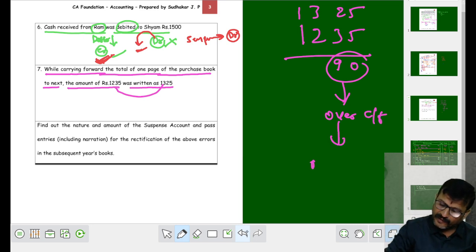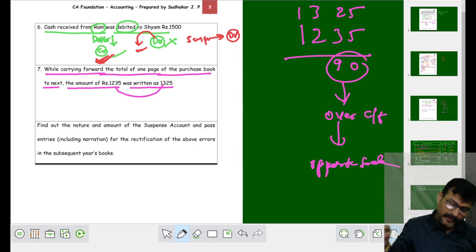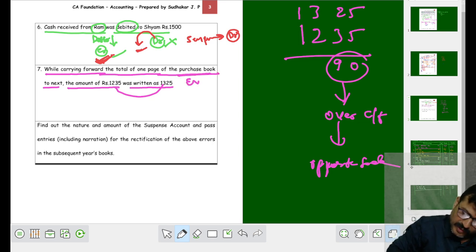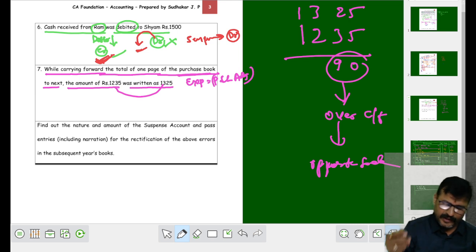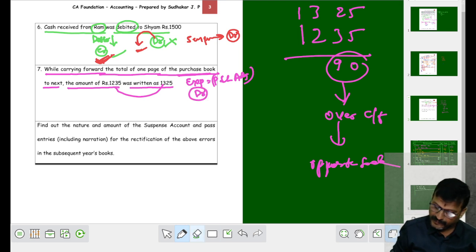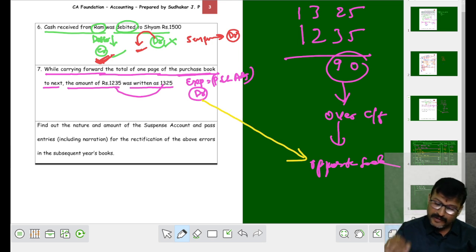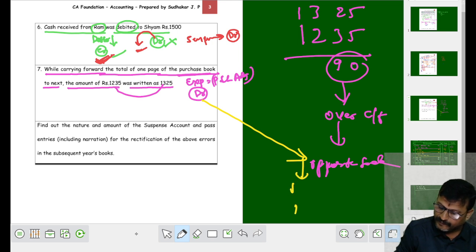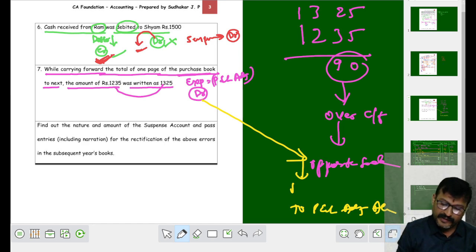When it is over carry forward, we have to take it in what side? We have to take it in opposite side. Okay, let me explain. While carrying forward total of the one page of purchase book means what? Expenses means what? We have to use P and L adjustment. Overcost happened. Expenses means debit. My dear student, when it is debited we have to take it in opposite side. Opposite side means where? We have to take the P and L adjustment in the credit side. Right? P and L adjustment, overcost happened.